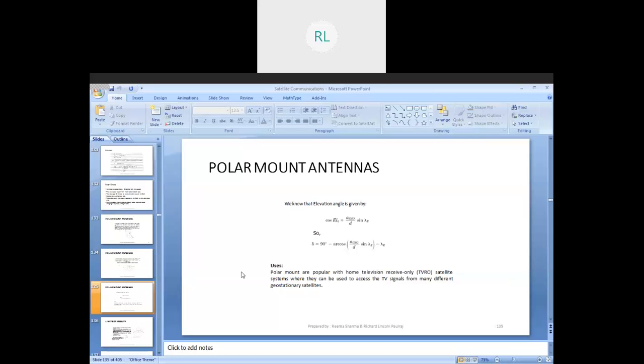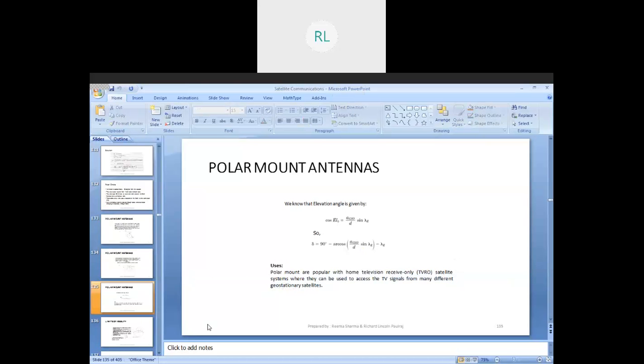So this is about your polar mount antennas. The elevation angle is given by cos, and then we have AGSO. If I have to find out t, then you know it is a square root involving the radius of the Earth as well, and cos b. So these formulas need to be remembered.